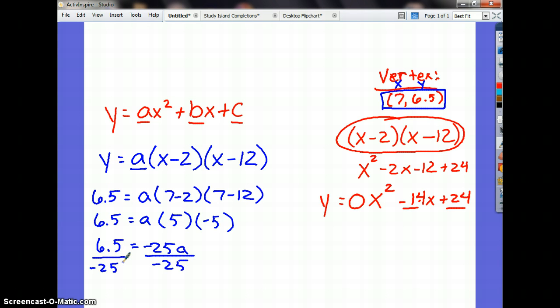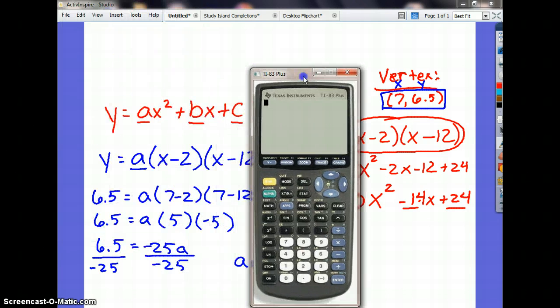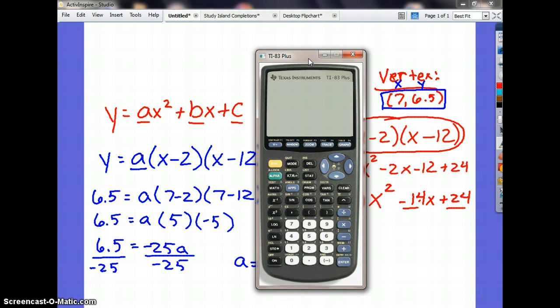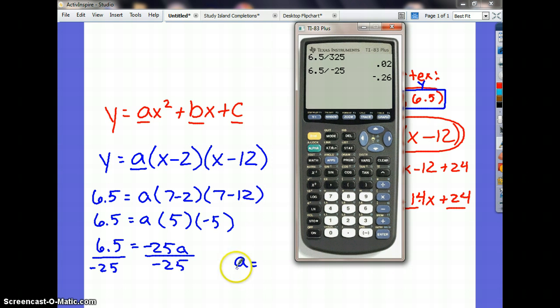Now I'm going to pull up my graphing calculator for this, because this is something that you will be doing. And here's my graphing calculator. When I turn this on, what I'm going to do now is divide this 6.5 by negative 25. Oh, hit the wrong button. And I get this decimal here. This is actually my answer for my value of a.